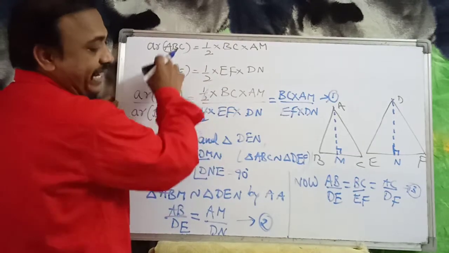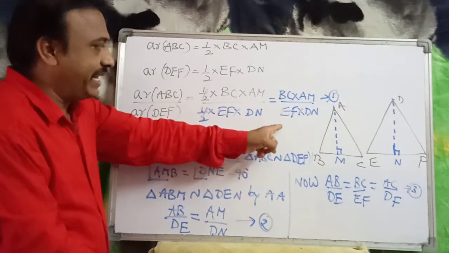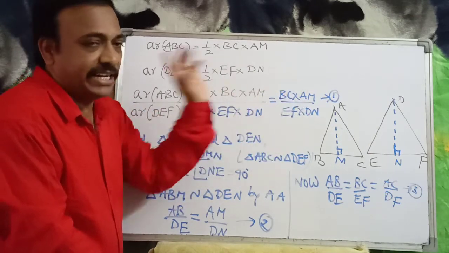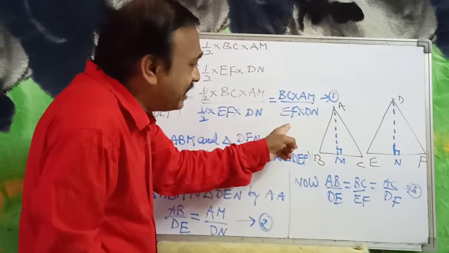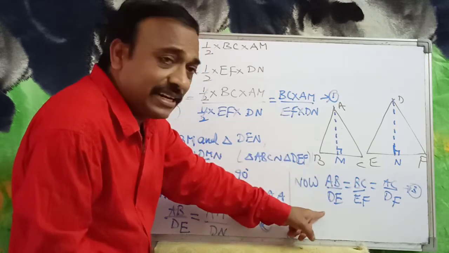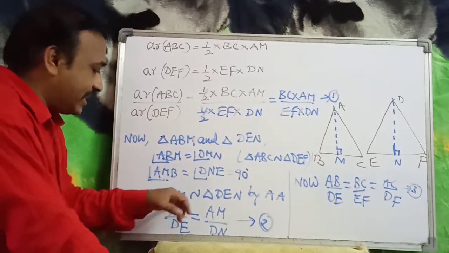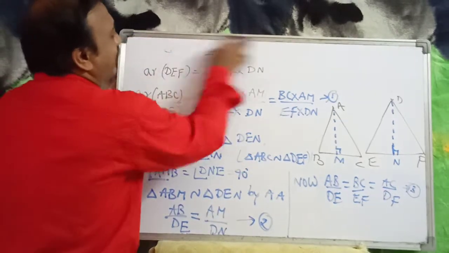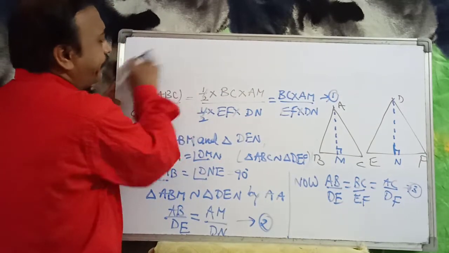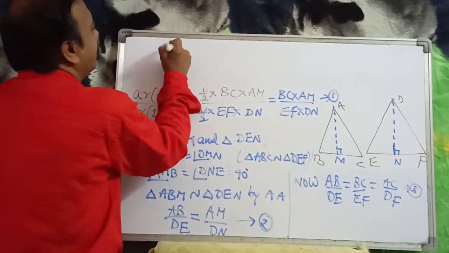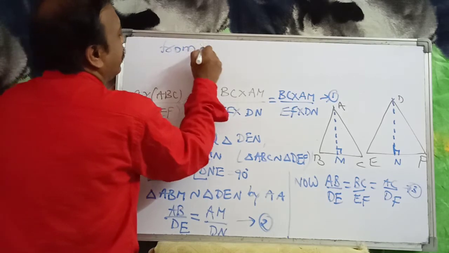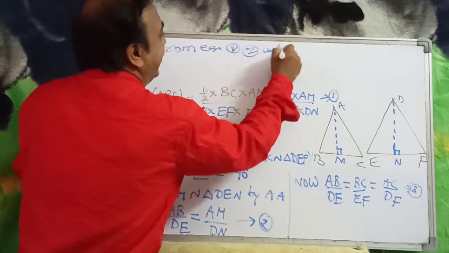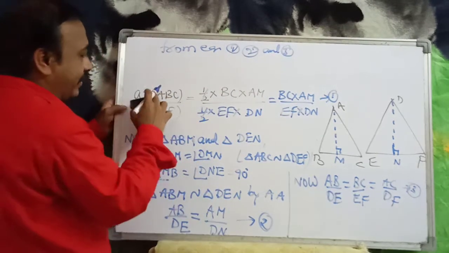So now I am writing over here. Equation 1 is BC into AM by EF into DN, and in place of BC by EF you can write AB by DE, and AM by DN is equal to AB by DE. So from equation 1, 2 and 3 we can write the area of triangle ABC.